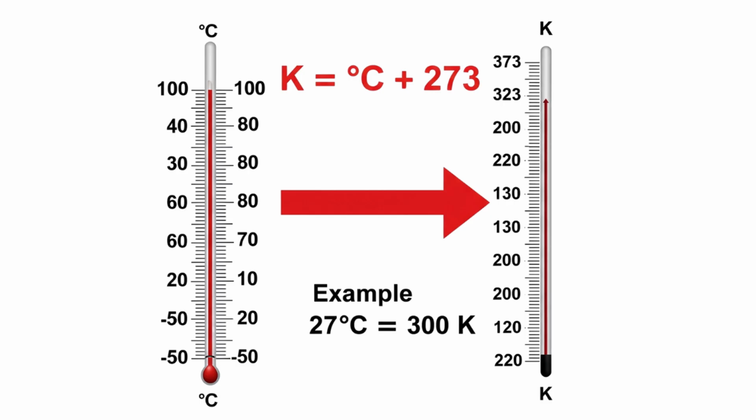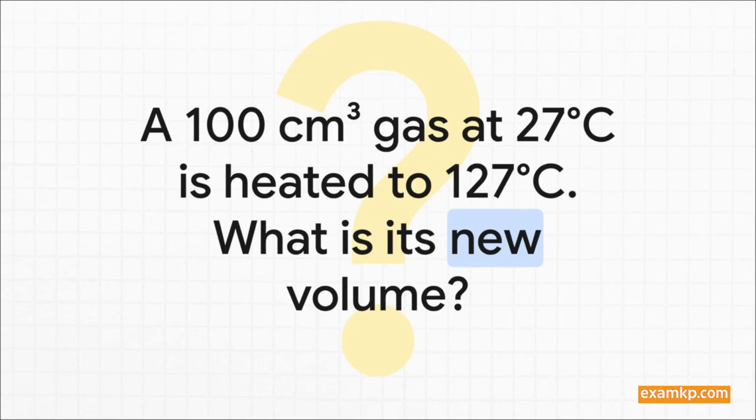Alright, let's put Charles' law to the test with a question you might see on your exam. We have a starting volume of 100 cubic centimeters at 27 degrees Celsius, and we heat it up to 127 degrees Celsius. Our job: find that new volume.